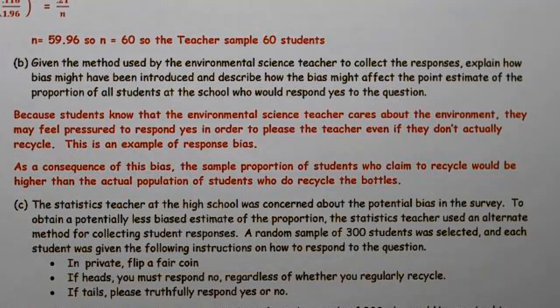Because students know that the environmental science teacher cares about the environment, they may feel pressured to respond yes in order to please the teacher, even if they don't actually recycle. This is an example of response bias. You didn't have to say it was response bias, but you know that if a teacher asks you a question, there's a certain amount of response bias. When I ask you guys, hey, do you all understand this? Everyone nods their head yes, even though half of you are sitting there going, no, I don't understand. So response bias is because it's either an uncomfortable question, and so you're inclined not to tell the truth, or the question is worded poorly.